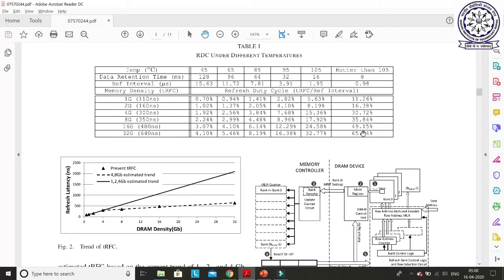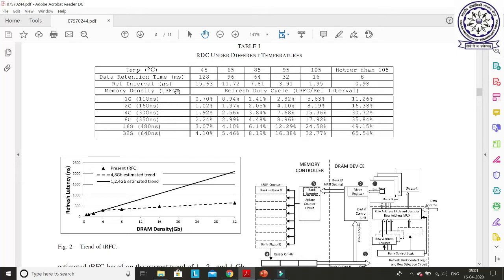So if the temperature increases, then the performance of DRAM degrades very significantly. This graph I have explained many times, and I think you will easily understand what it is saying. This graph is saying that the refresh latency, or this tRFC time, is gradually increasing. So again, one more important point: be sure that you know all these things.